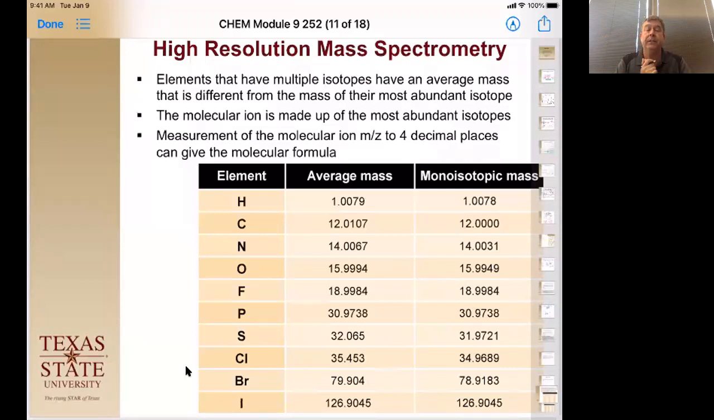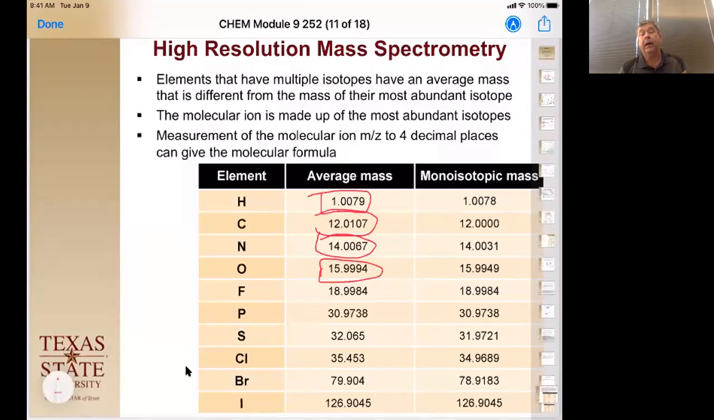And if we take into account the average of the natural abundance of those, we get the average molecular weight of those isotopes. And if we take those out to four decimal places like this, we can then do an experiment called high resolution mass spectrometry, where you get four places after the decimal. Now, knowing what these average masses are for all the different isotope blends, you can now get an exact empirical formula from that exact molecular weight. And this is called high resolution mass spectrometry.